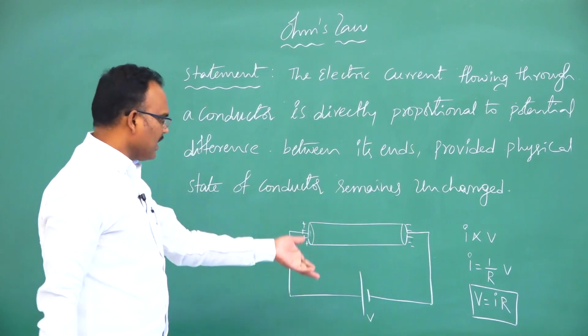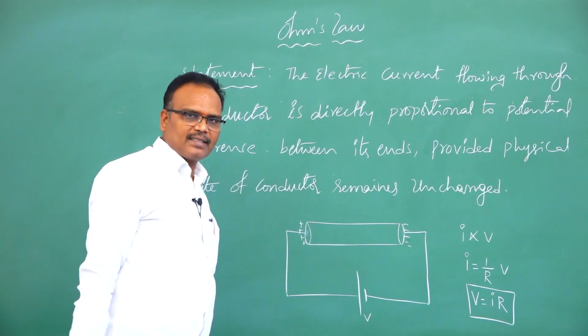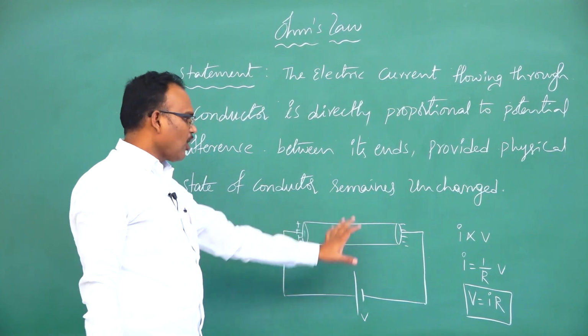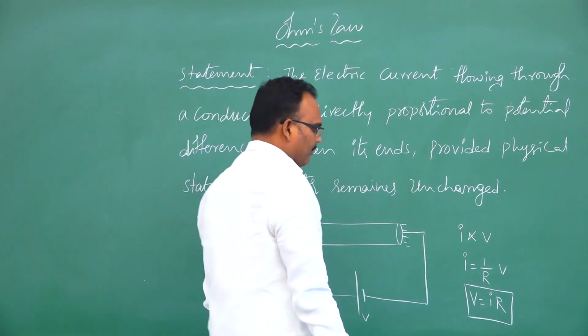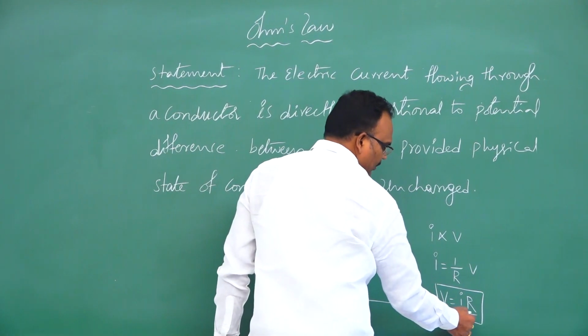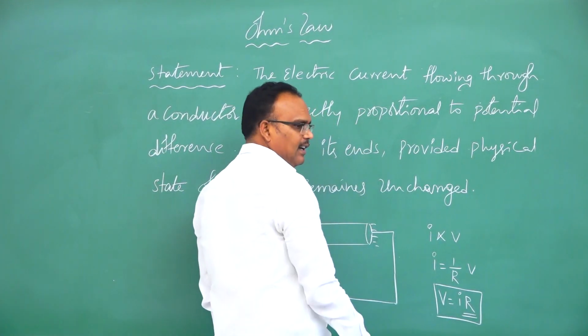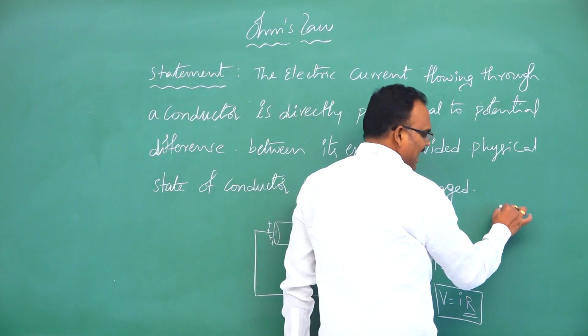That means temperature and all these things must remain the same, and this wire is solid in nature, it should be solid in nature only. Okay, V is equal to IR, where R is the proportionality constant. It can be called resistance.